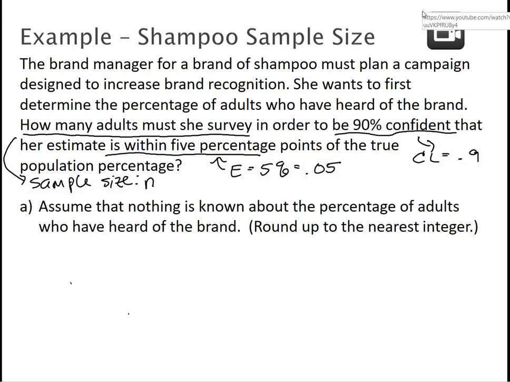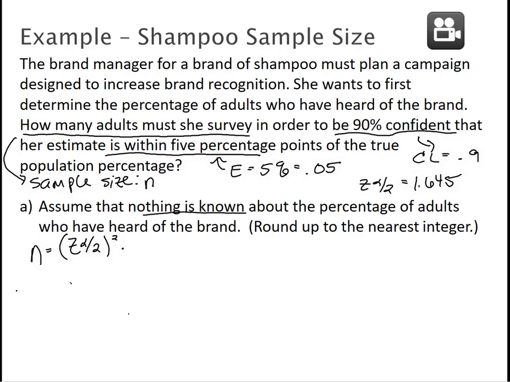So let's record all that information. We know that Z alpha over 2 is 1.645. And then my formula for N is Z alpha over 2 squared. Since P hat is unknown, I'm going to use again that second formula on the formula chart, where I multiply Z alpha over 2 squared by 0.25 and then divide by E squared.